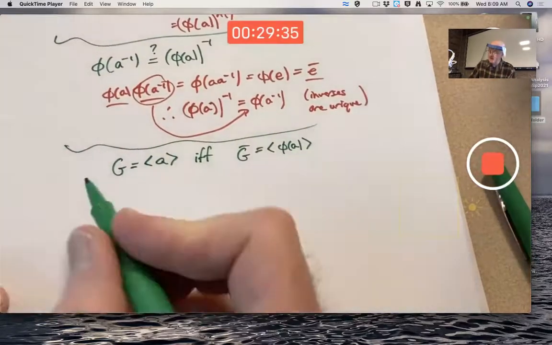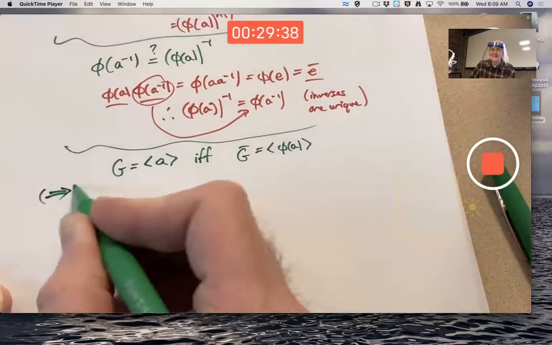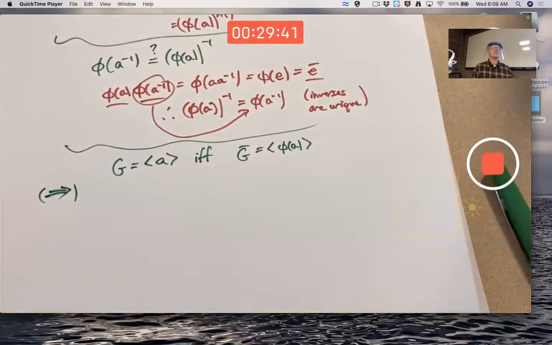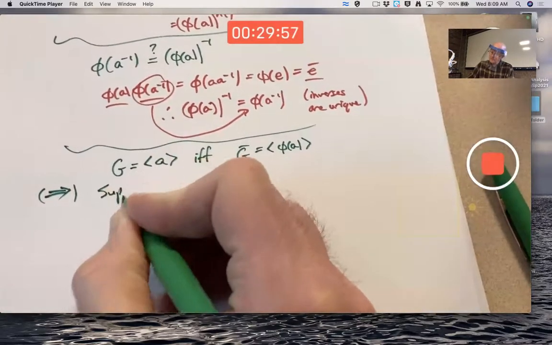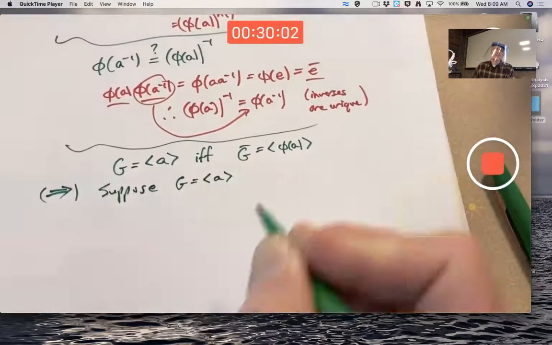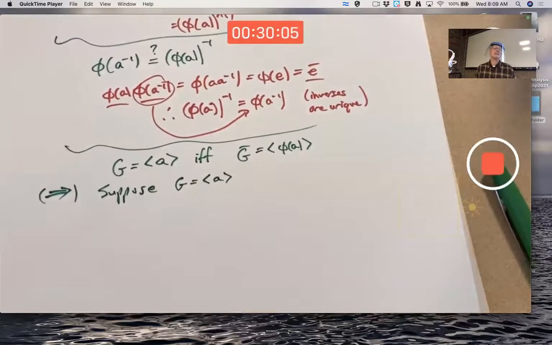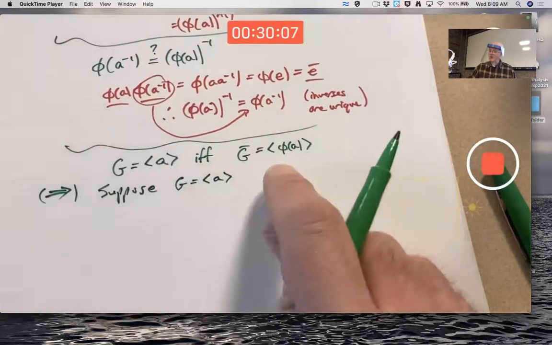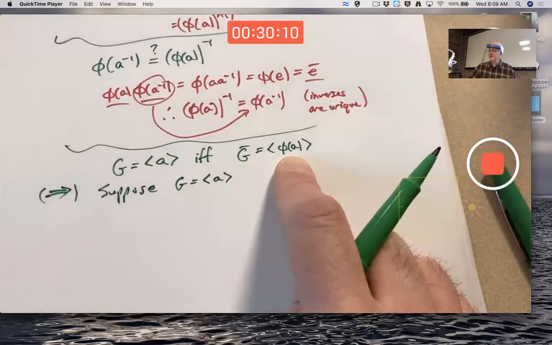It's an if and only if, so that means there's two directions to prove, and it's possible the arguments are not completely symmetric unless we are going to refer to the inverse isomorphism, but let's just do it as if we haven't thought about the inverse isomorphism at all. Suppose G is a cyclic group generated by some element A. You're trying to show that G bar equals the cyclic group generated by phi of A.